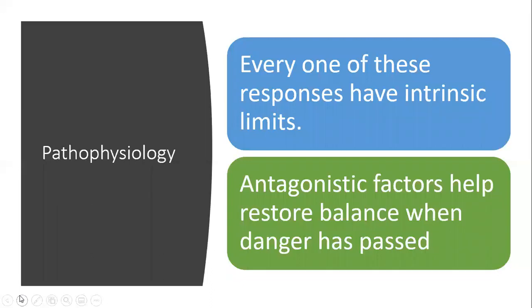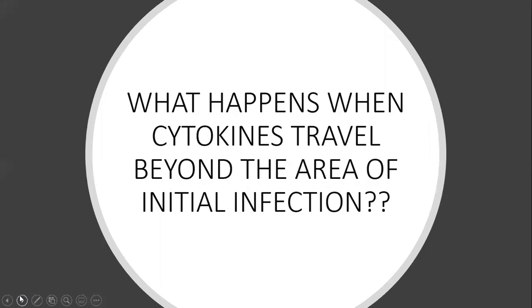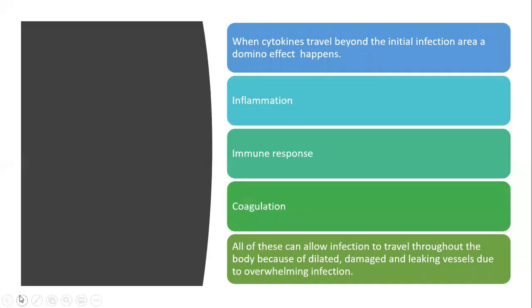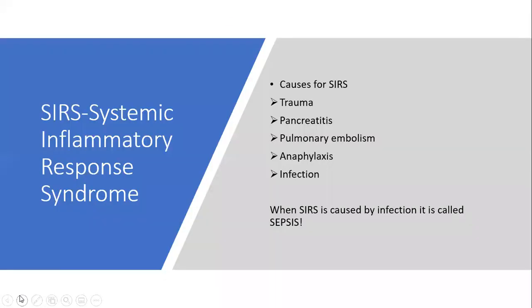Every one of these responses has intrinsic limits. Antagonist factors help to restore balance when danger is past. That is how your body works to fight infection. But what happens when the cytokines travel beyond the area of initial infection? A domino effect happens. The inflammation increases, the immune response increases, coagulation increases, and all of these allow infection to travel throughout the body because of the dilated blood vessels and the damaged and leaking vessels due to the overwhelming infection. This is where we come into sepsis.